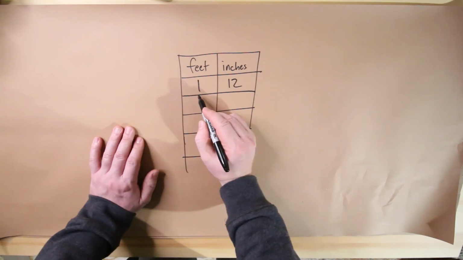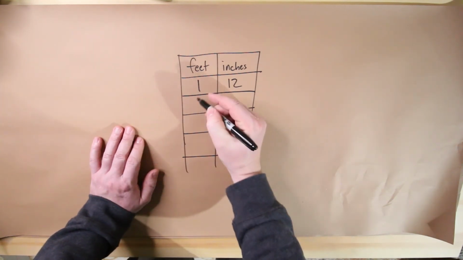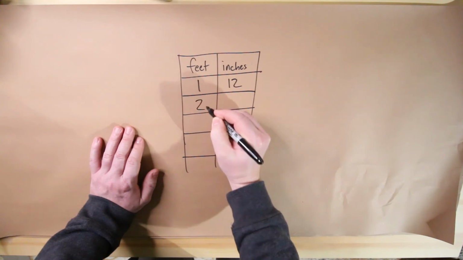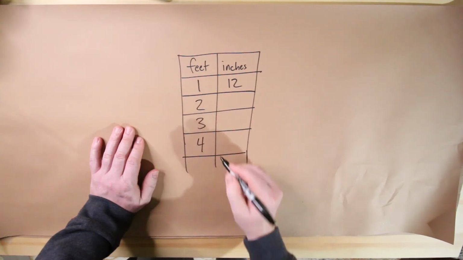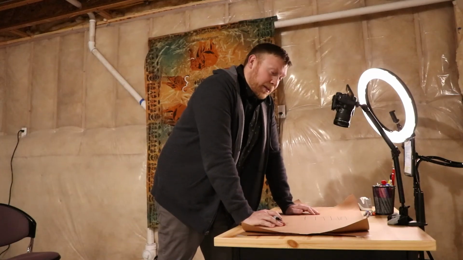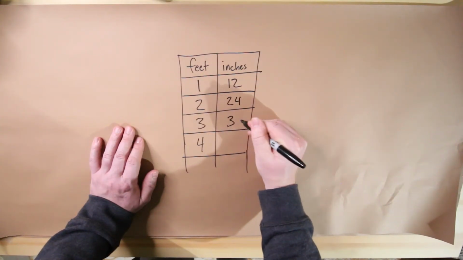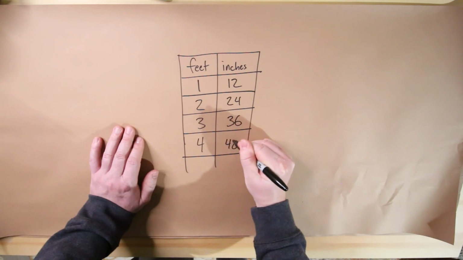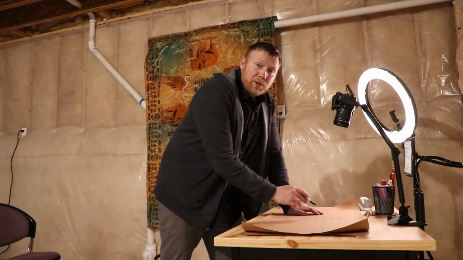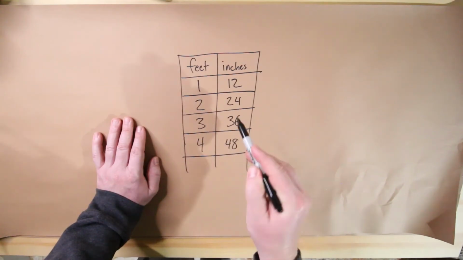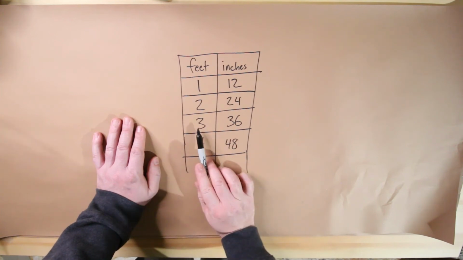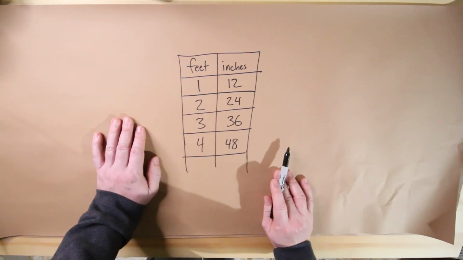So if I start with feet, my multiple is multiples of 1, so I'm just counting by ones. 1, 2, 3, 4. And then for inches, I'm counting by 12s. So 12, 24, 36, 48. So with this conversion table, I can already see that 2 feet are equal to 24 inches, or 3 feet are equal to 36 inches.